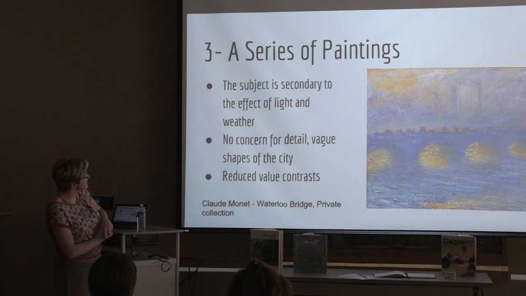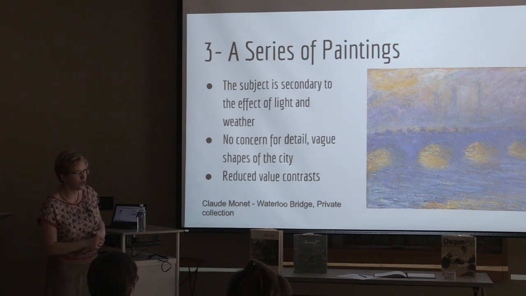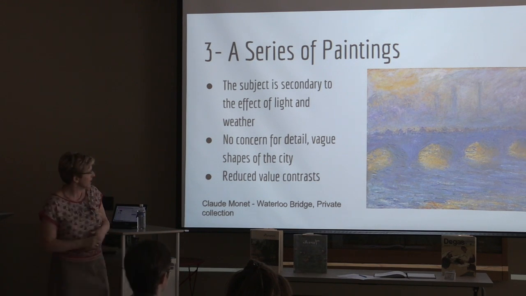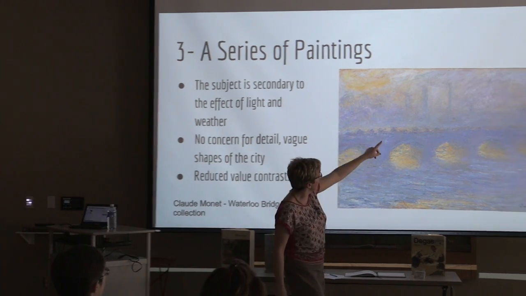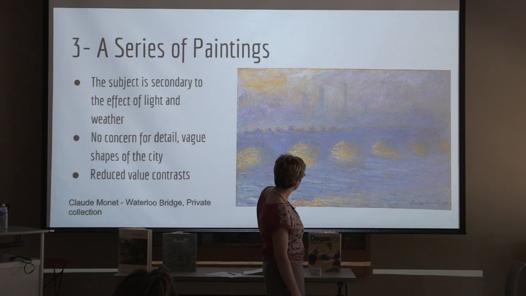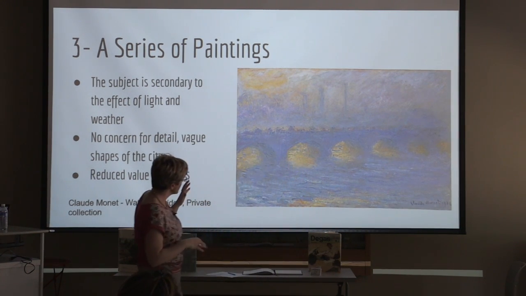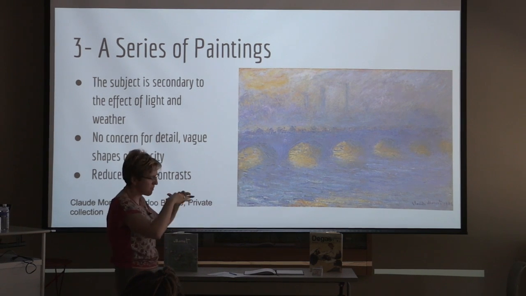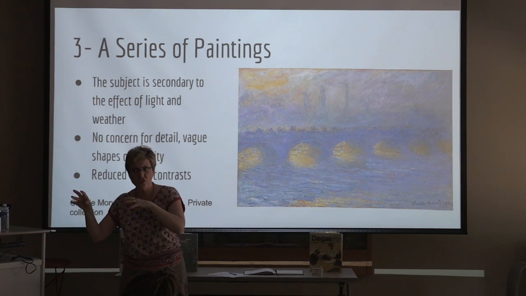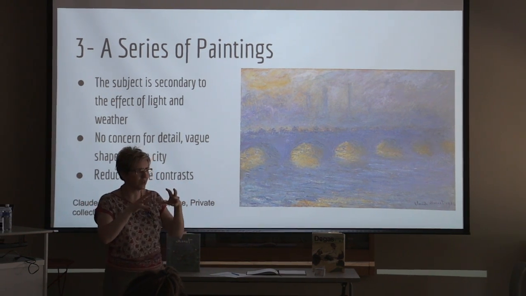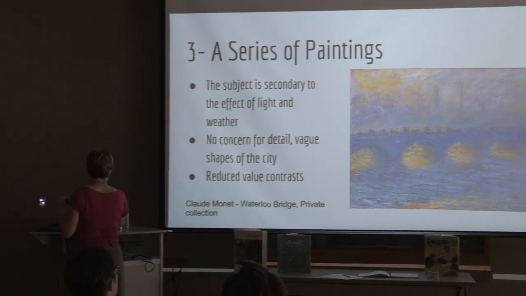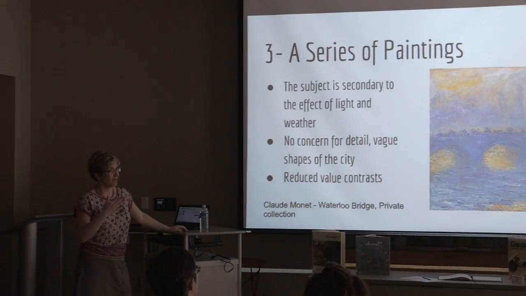So the subject is secondary to the effect of light and weather. No concern for detail, vague shapes of a city, reduced value contrast. If you look at that, you have some lights, you have some darks, but they're not the dominance here, okay? There's a lot of kind of same value painting. The colors are changing, but the values are the same. And are they all good? I don't think so.